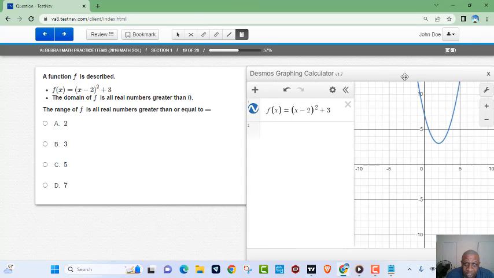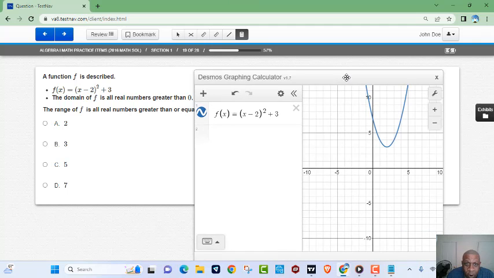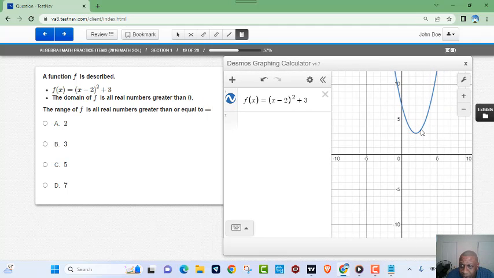So what do we see here? They're asking for the range. Now remember, domain means all x values, range means all y values. So for our y values, it looks like our y's begin at 3 and go up from there. So that means that the range of our y's are all numbers greater than or equal to 3. 3 and goes up, greater than or equal to 3. Right there. There's our answer. Next question.